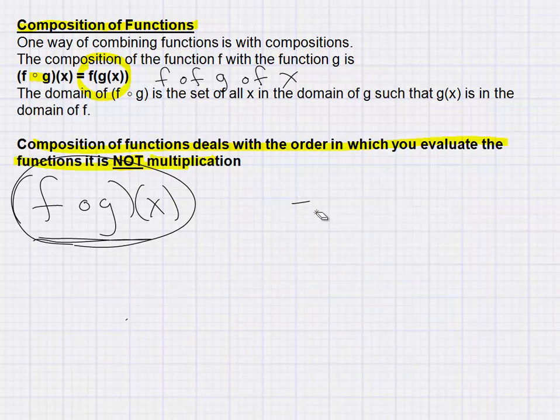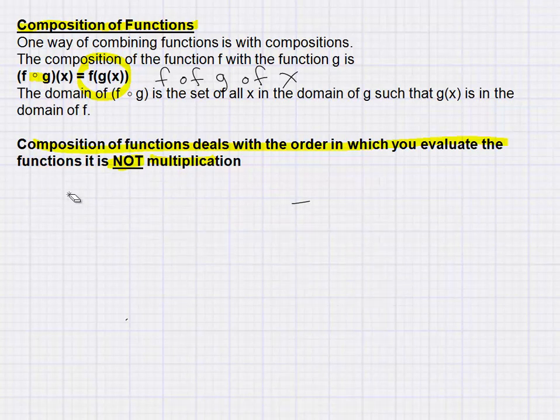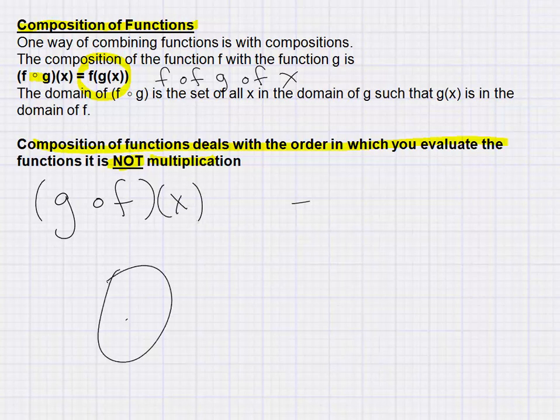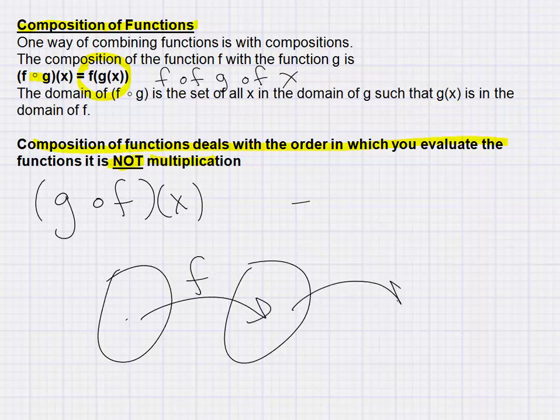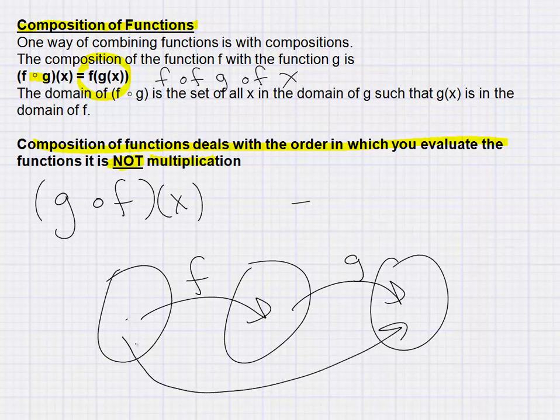If I switch the order around, and I said g of f of x, well, it's just do f first. So f comes first, then g comes second. And if I'm going from 1 to 3, basically, this first set to the third set, that's what g of f of x would be. Okay? Probably if we start to see it in an example, you'll be better off.